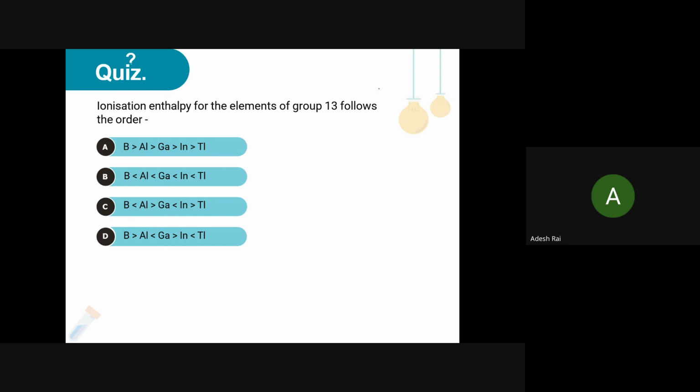Now, the ionization enthalpy of the elements of group 13 follows the order. So we have seen what should be the order for ionization enthalpy. What should be the order for ionization enthalpy? Tell me.